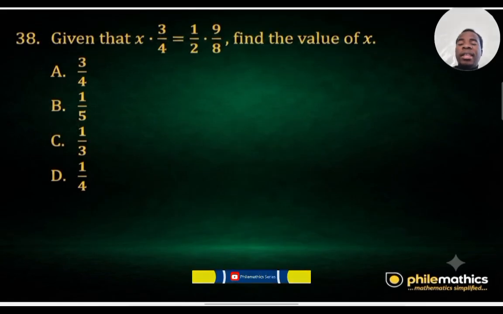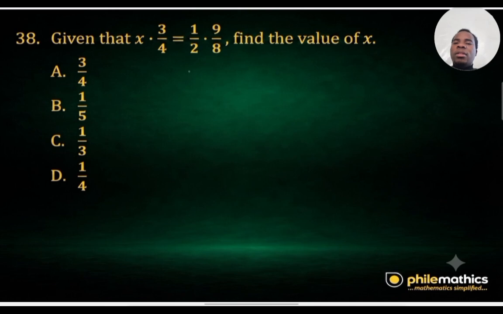This is a question on simple equations. It says, given that x multiplying 3 over 4 equals 1 over 2 multiplying 9 over 8, find the value of x. Now notice, this is the same as saying 3x over 4, because x times 3 over 4 is 3x over 4, and equals 9 over 2 times 8, which is 16. To find the value of x, we simply divide both sides by 3 over 4, or multiply both sides by the inverse of 3 over 4.